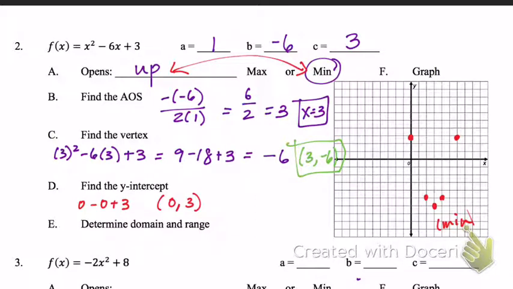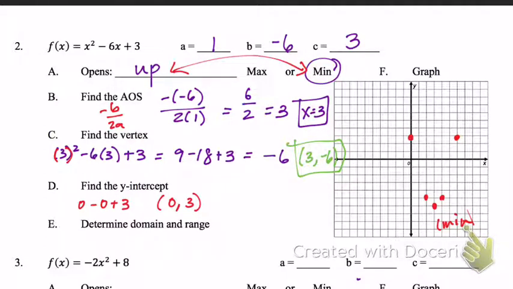And I got that because my axis of symmetry, remember, is negative b over 2a. So when I plug that in, I have a negative negative 6 over 2 times 1, which reduces to a positive 3. So my axis of symmetry is at x equals 3. To find my vertex, I must plug in 3 into my x. Remember to put your x in parentheses. So 3 squared is 9, minus 18 plus 3, which becomes negative 6. So I have an ordered pair at 3, negative 6. That would be my vertex.